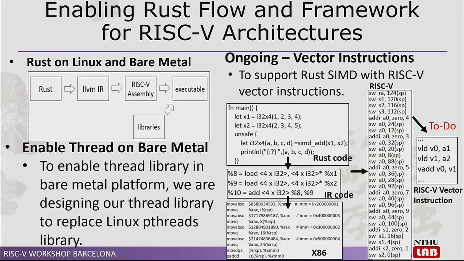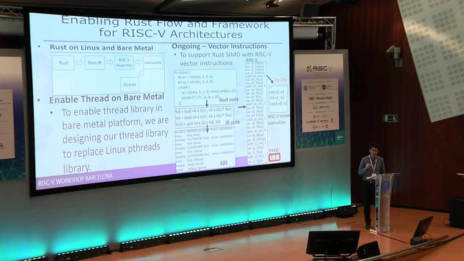In our research, we found the LLVM compiler can generate vector instructions for the x86 target. However, the same IR code in RISC-V cannot. As ongoing work, we want to implement the vector instruction or packed SIMD in RISC-V for Rust.